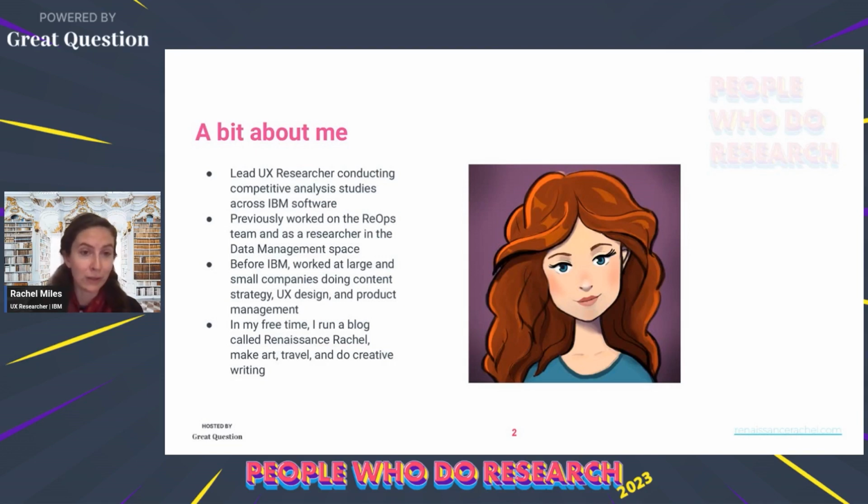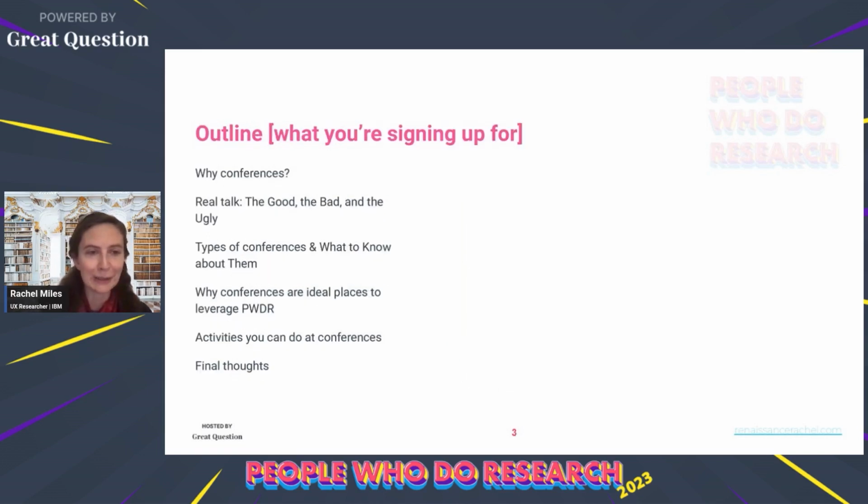I've been at IBM about 5 years, and right now I'm doing competitive analysis across different products, but still kind of new to the role, so ask me more about that later. There have been a lot of interesting things I've been figuring out with legal and everything. Before that, I worked on our research operations team doing participant recruitment and some research repository stuff, and also worked as a researcher in our data management area. Before IBM, I did different roles like content design and UX and product management. And I like to write and make art and stuff.